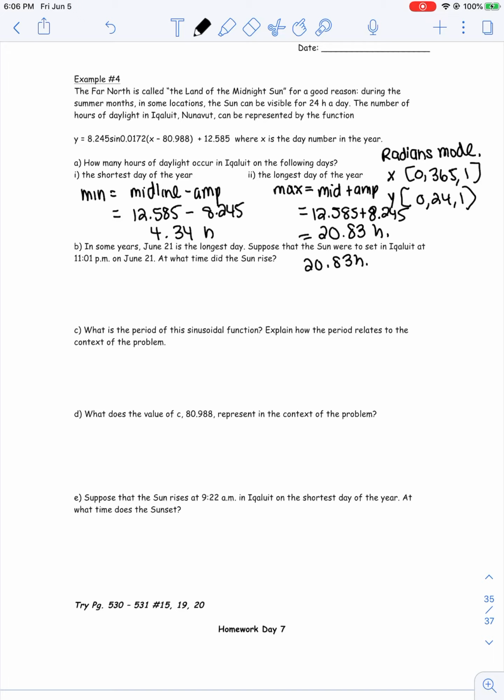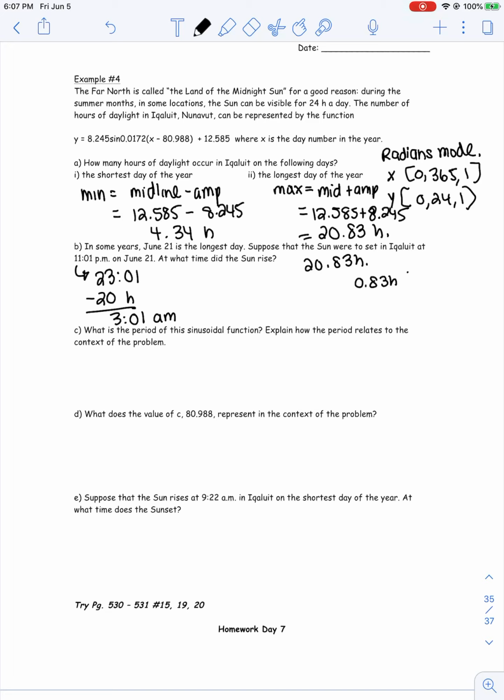hours of daylight. So they're saying, suppose the sun were to set at 11:01 p.m. What time did the sun rise? So we need to figure out 20.83 hours before that. Step 1 is changing this to the 24-hour clock. 11:01 would be 23:01 on the 24-hour clock. And then I'll subtract 20 hours from there. So far we know that we're at 3:01 a.m. so far. Now we still need to figure out what 0.83 hours is before that.